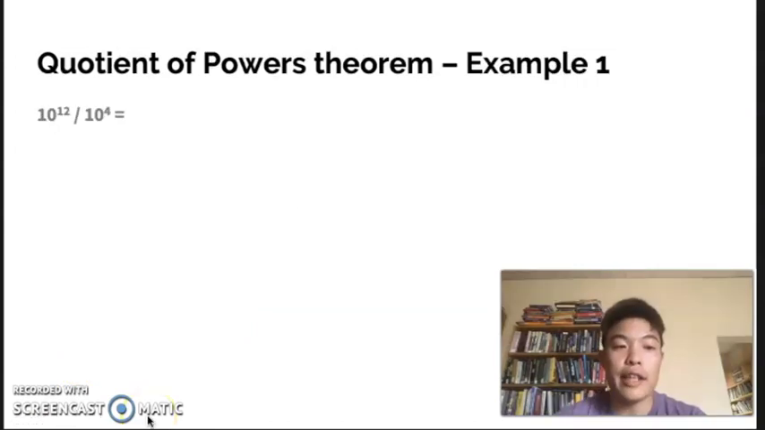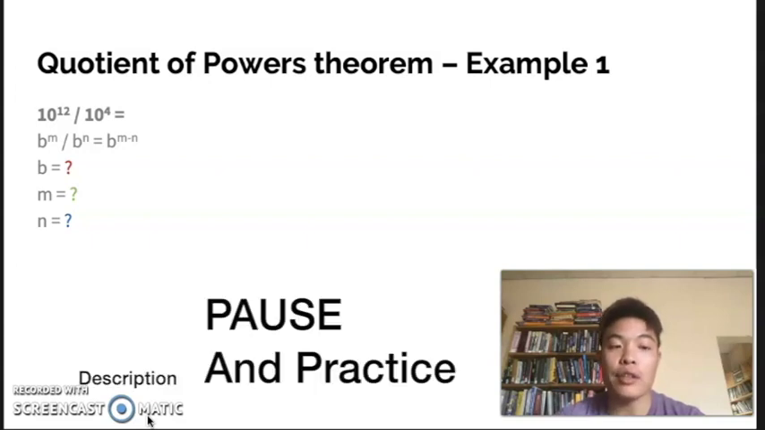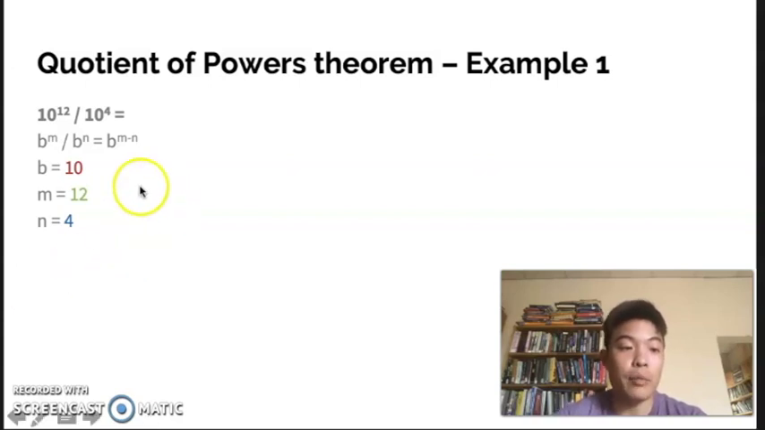Let's start with the first example for the quotient of powers theorem. The first example is 10 to the power of 12 divided by 10 to the power of 4. Let's begin by identifying the first 3 variables, b, m, and n. Try and do this on your own this time. As you can see, the variable b is 10 here, as it is mirrored here. This b is the same as this 10, and you will notice that it is the same 10 for both b's. Our variable m is represented by 12, and our variable n is represented by 4.